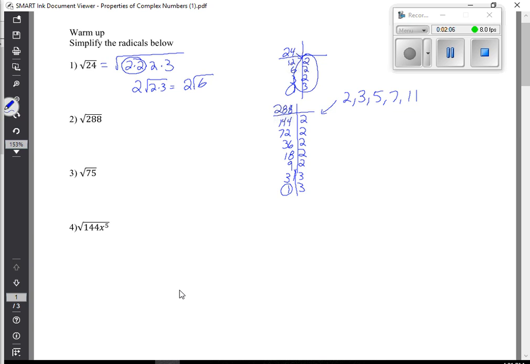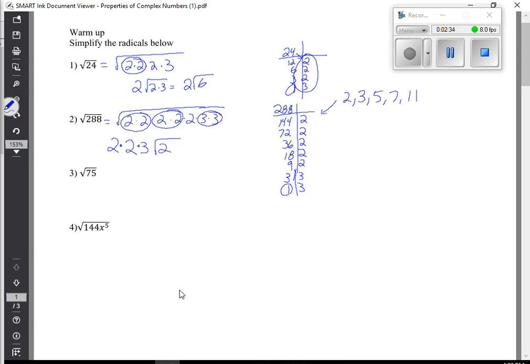So radical 288 is 2 times 2 times 2 times 2 times 2 times 3 times 3. I can take these 2's. This 2 has a date, can go out. You only bring 1 out. This 2 has a date and can come out. This 3 has a date and gets to go out. This 2 has to stay home.